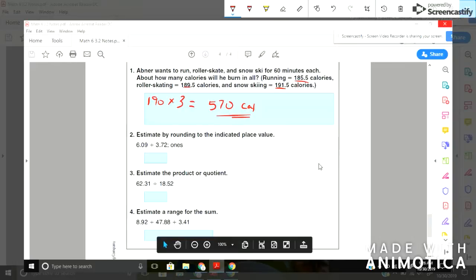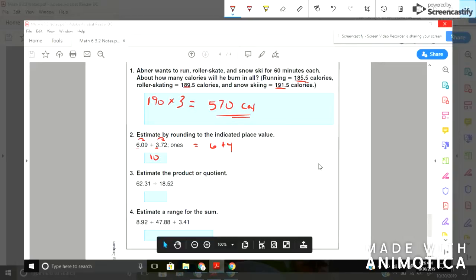Number 2, you need to estimate by rounding, and this one we're rounding to the ones place. Okay, so here is the ones place. I look back, and it's a 0, so it tells me to keep it the same. So that would be 6 plus, here's my ones place. I look back when it's a 7, that tells me to round my 3 up to a 4. So 6 plus 4 would give me 10.